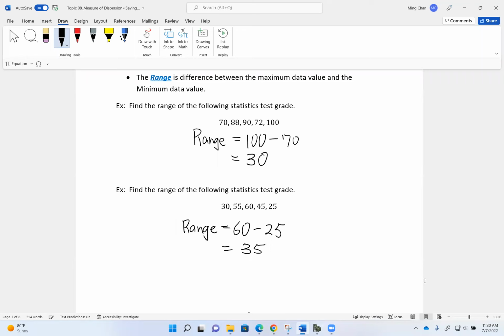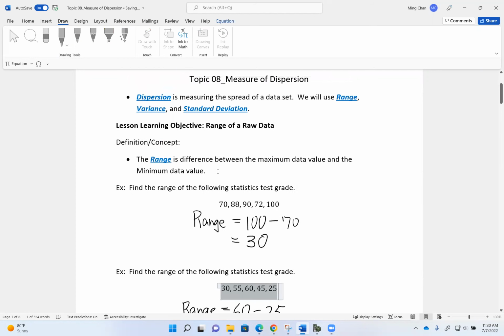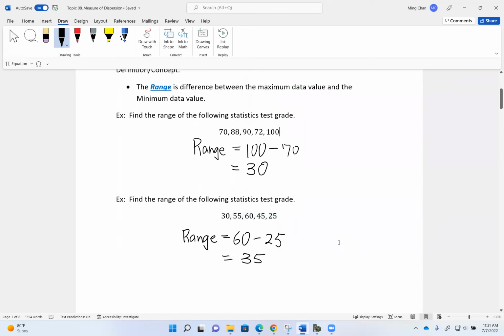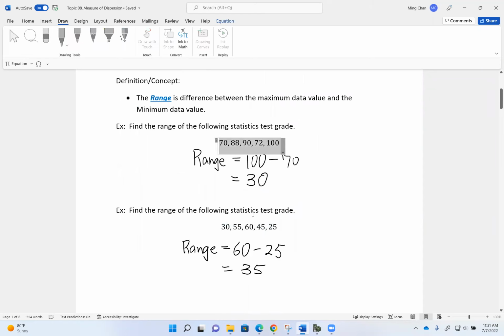So the 2 examples here have a very similar spread. But of course, we want test grades to be on the higher end rather than on the lower end. The range simply implies the spread of the data. So you can have 2 sets of data with a very similar spread, but the data values in there can be significantly different. Of course, you want test grades to be on the higher end, even though the range is very similar.